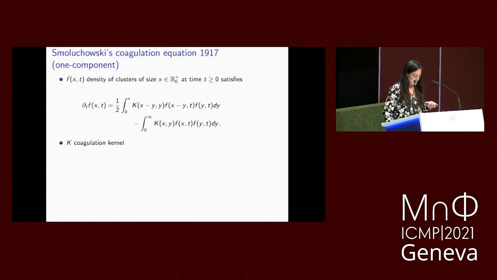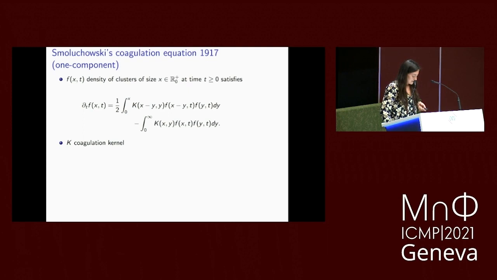So this is the one component case. And this density evolves over time, driven by this equation here. This is the time derivative of f equal to the coagulation operator that is composed of a gain term due to the collision of particles of size x minus y with particles of size y, producing a new particle of size x. And the loss term is due to the coagulation of a particle of size x with any other particle. This happens at a rate k(x,y).